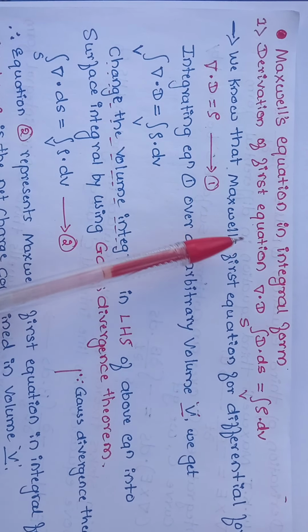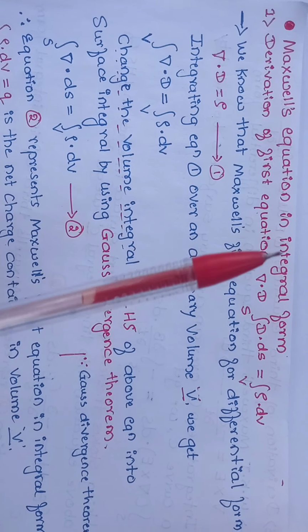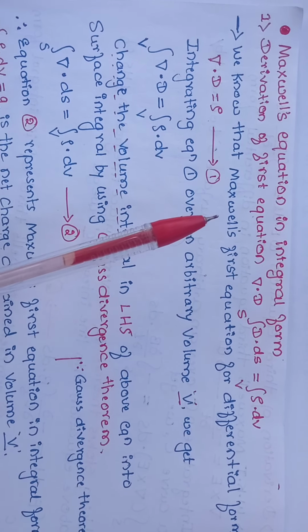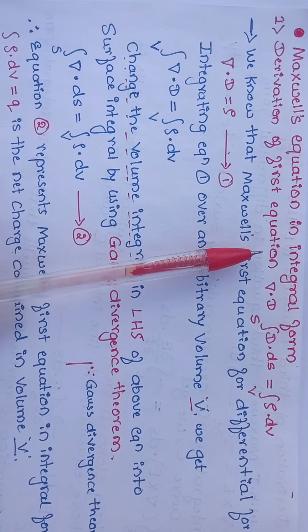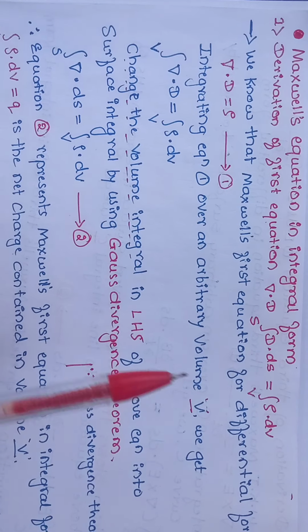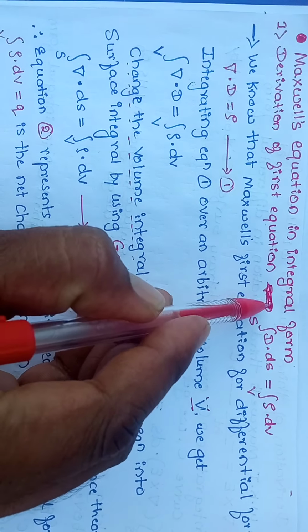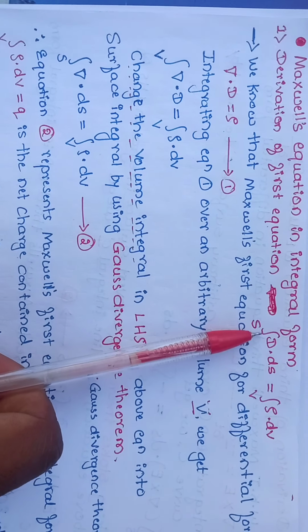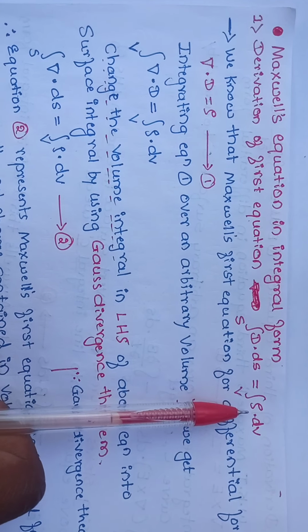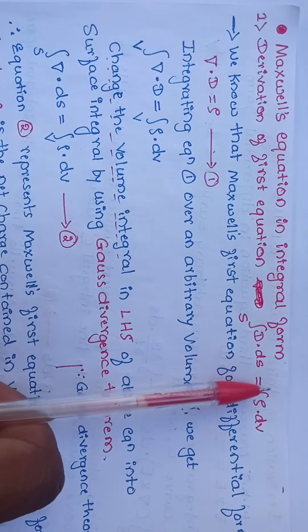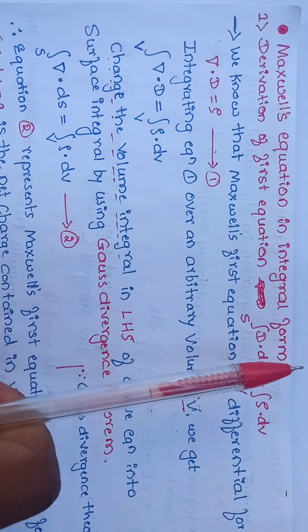These four derivations are also called the physical significances of Maxwell's equations. Now we have to derive them one by one. First, the derivation of the first Maxwell equation in integral form. What is the first one? The surface integral of D·dS is equal to the volume integral of rho dV. Now you have to prove this. This is Maxwell's first equation in integral form.